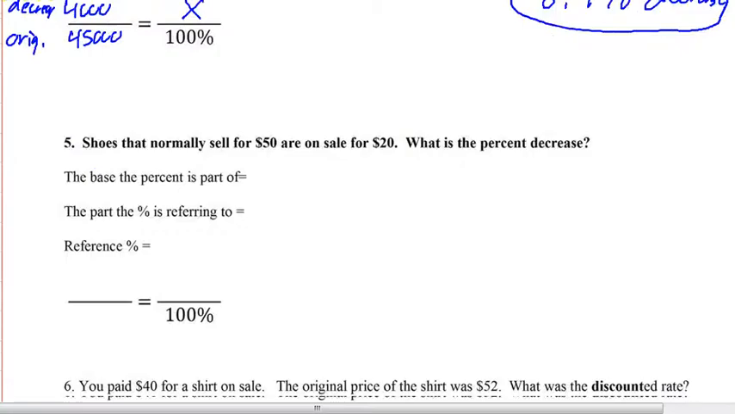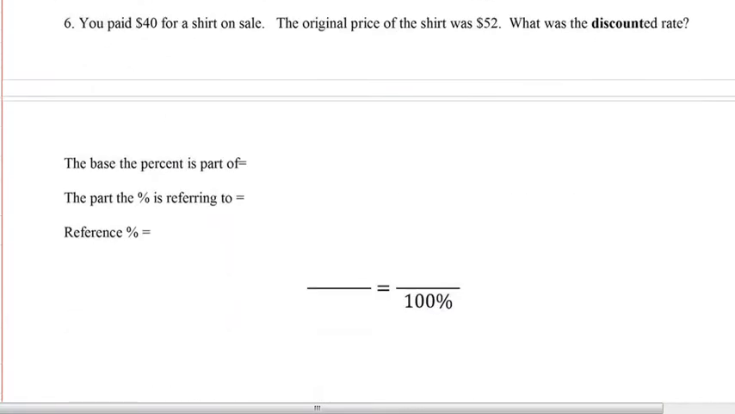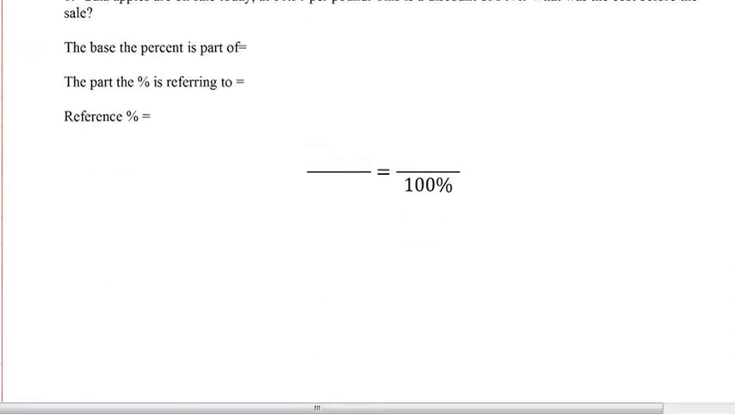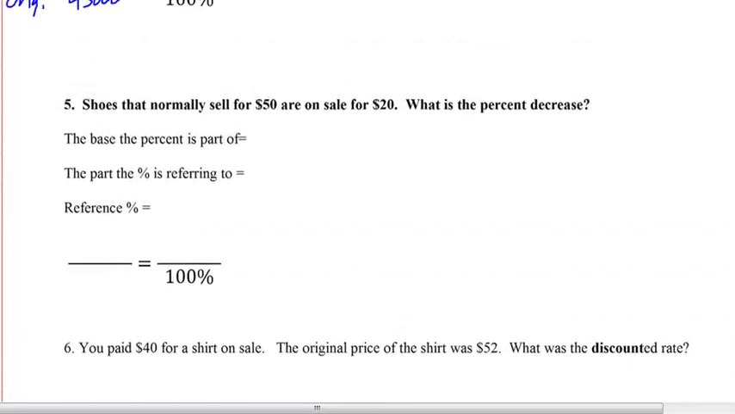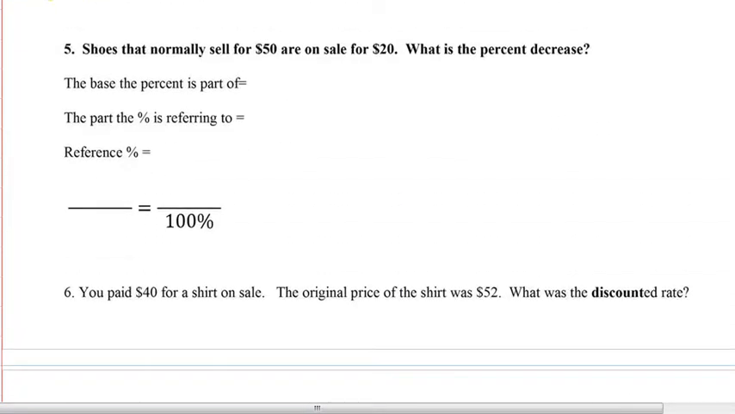Alright, let's try one more. And then I'll give you one to try. Well, actually, I think I have 3 there for you to try. This one got kind of spaced off, but okay. Shoes that normally sell for $50 are on sale for $20. What is the percent decrease? So again, decrease. So shoes that normally sell for $50.